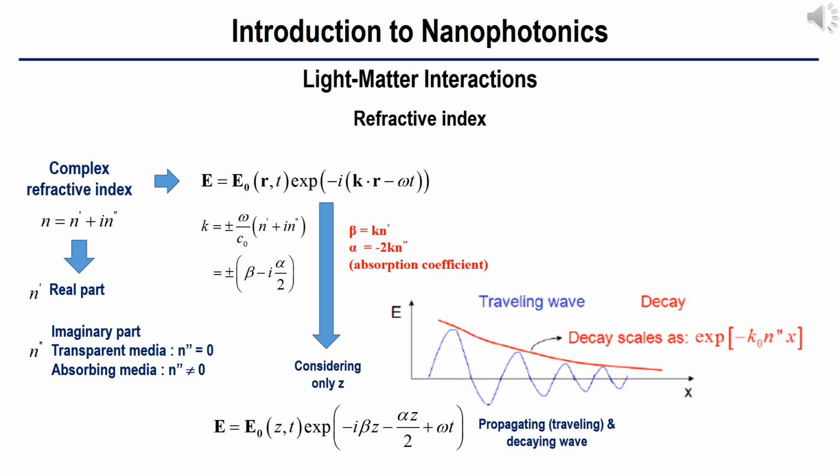By inserting this complex refractive index into the wave function solution, we can find that there are two distinguishing properties of the wave. The first property is traveling, which relies on the real part of the refractive index, as represented by beta here. The second property is decaying, which relies on the imaginary part of the refractive index, as represented by alpha here. As shown in this plot, the traveling wave keeps the vibration while the decaying wave drives the amplitude of the wave to diminish. By combining the two properties, we can deduce that an electromagnetic wave in the absorbing media will behave as a diminishing wave.